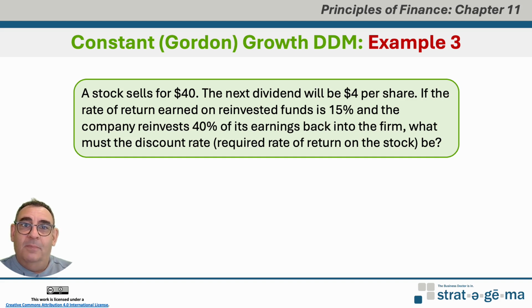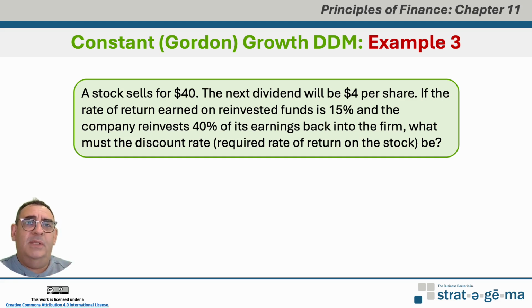This was a little different. So from this information, the $40 is P0. That's the stock price now. The next dividend, $4, is D1. We don't know R, because that's what we're trying to figure out. And in order to solve this, we need to know G. But we're given these two other percentages here.